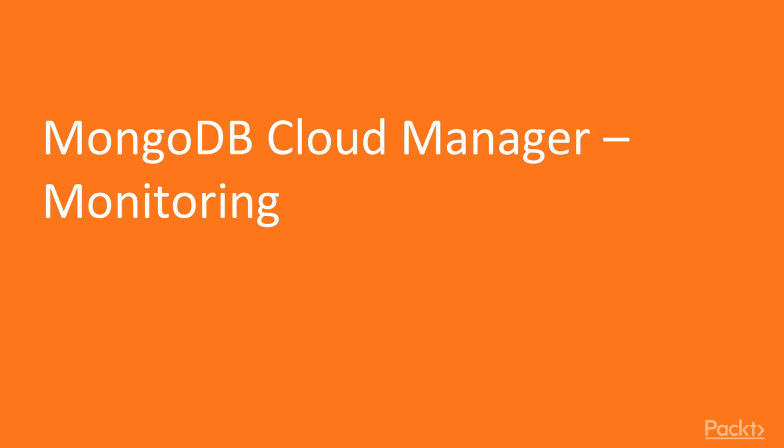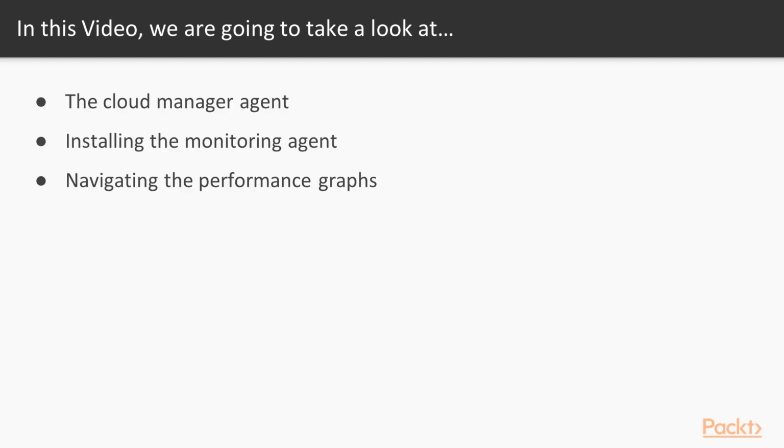On the MongoDB Cloud Manager monitoring. In this first video, we're going to cover three main topics. The first is the Cloud Manager agent. MongoDB's Cloud Manager uses an agent model to collect statistics, and we'll see how that works even if you have your MongoDB servers behind a firewall, as you should. Second, we'll see what it takes to actually install the MongoDB monitoring agent. And finally, we'll see how you can navigate through the Cloud Manager's performance graphs on an online system.